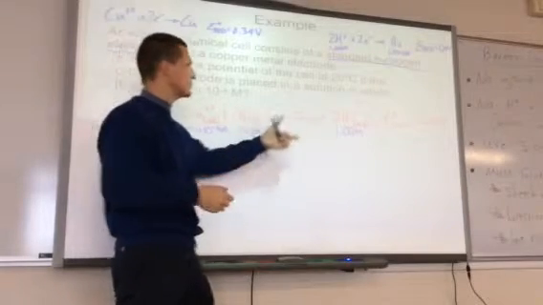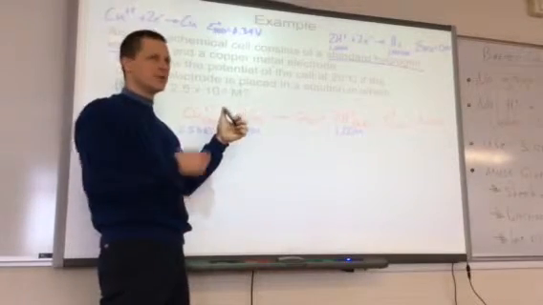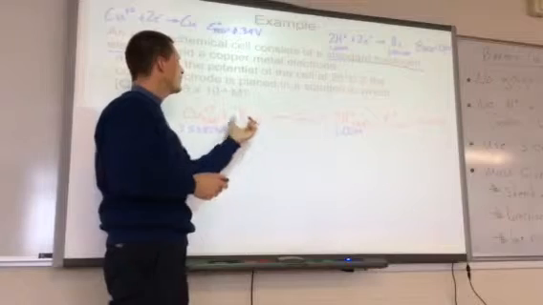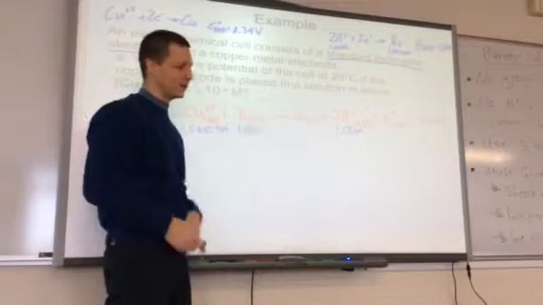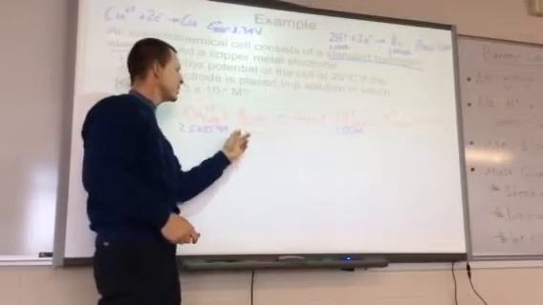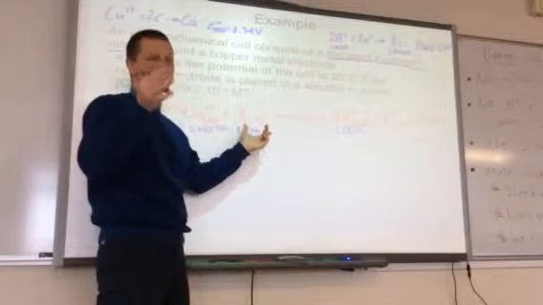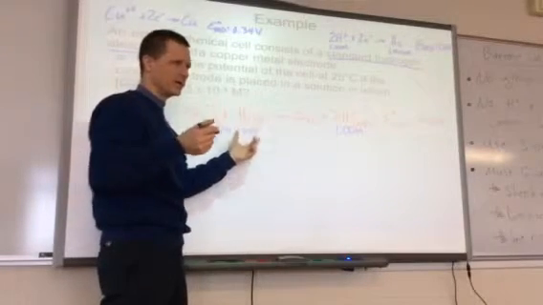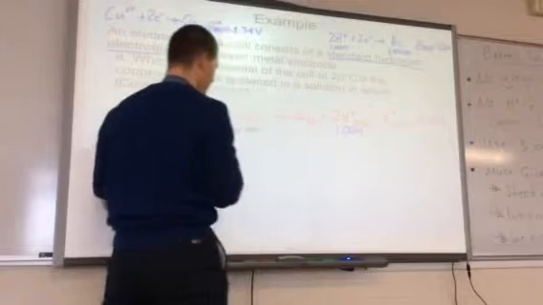Well, how do you do Q? Q is the products over the reactants, but usually we have everything in molarity. Well, if your gas pressure is given in atmospheres, just count it as if it's aqueous. Just put 1 for its value.